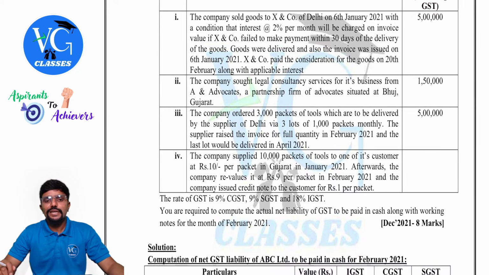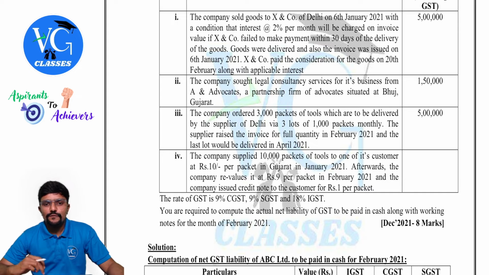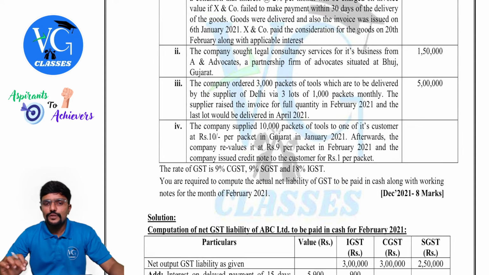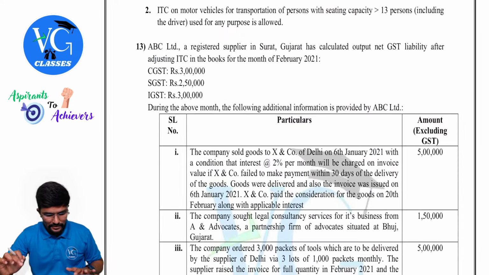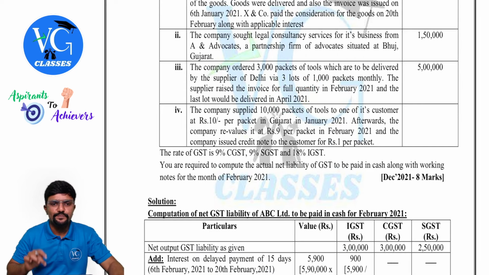The company sought legal consultancy services for its business from A & Co, Advocates, a partnership firm of advocates situated at Bhuj, Gujarat, 1,50,000. The company ordered 3,000 packets of tools which are to be delivered by the supplier of Delhi via 3 lots of 1,000 packets monthly. The supplier raised the invoice for full quantity in February and last lot would be delivered in April. We are in which month? February. No credit. Full credit will be available only in April.